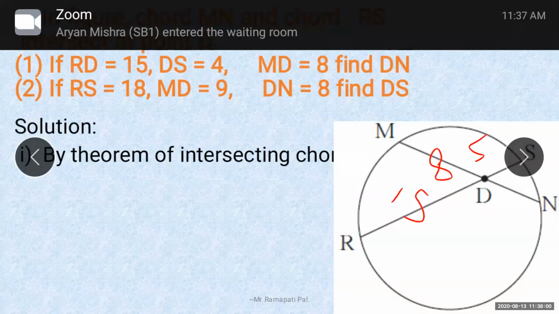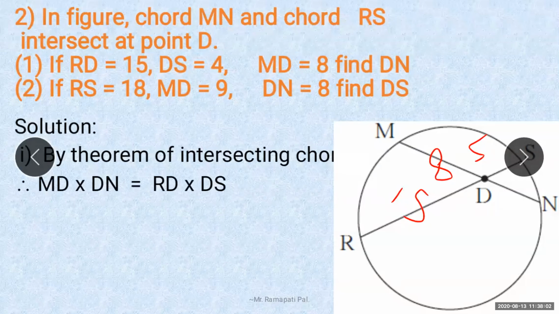Yes, very good. Now MD into DN is equal to RD into DS. So you can see out of these four, three things are given, correct? MD is given, RD is given, and DS is also given. So we have to find only DN. Okay, so substitute the values now here.